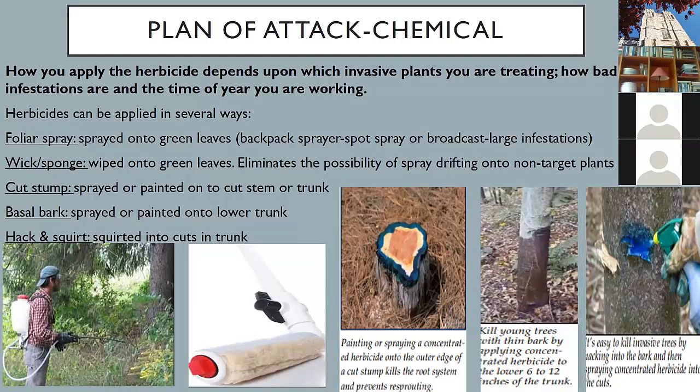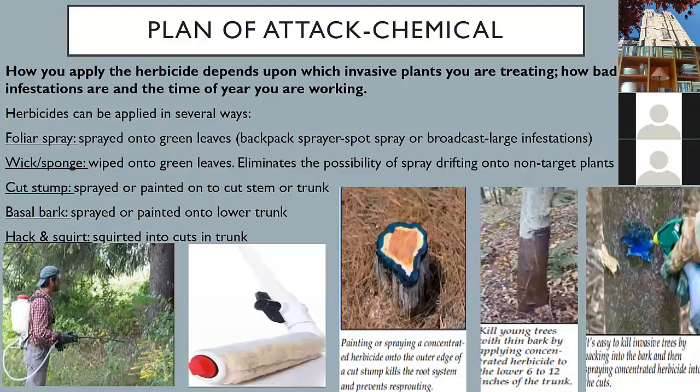And then there's also broadcast, which is spraying on large infestations. There's the wick sponge method, which is wiped onto green leaves. And this eliminates the possibility of spray drifting onto non-target plants. And that's the second picture from the left. Then there's the cut stump method, which is sprayed or painted onto stem or trunk. And the third picture in, painting or spraying concentrated herbicide onto the outer edge of a cut stump kills the root system and prevents resprouting.